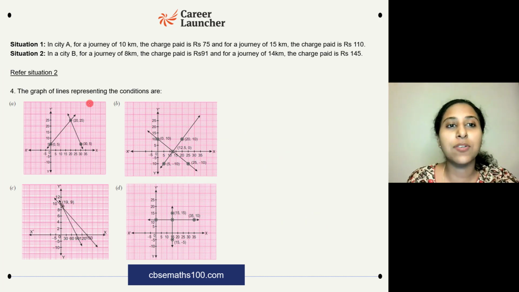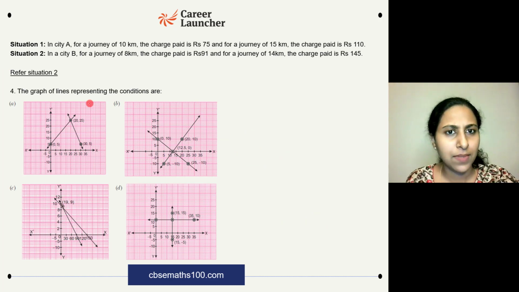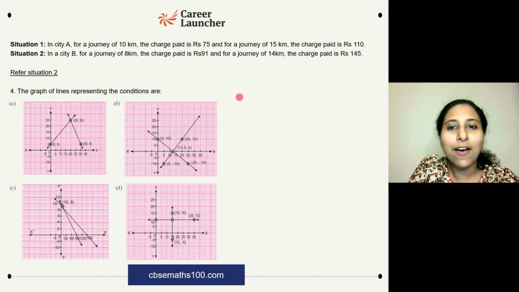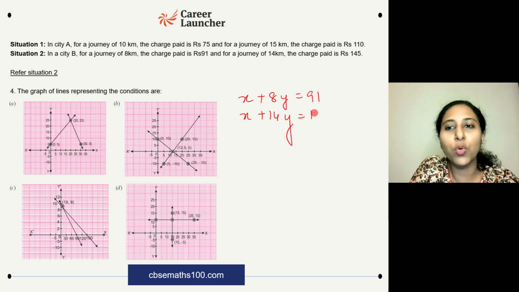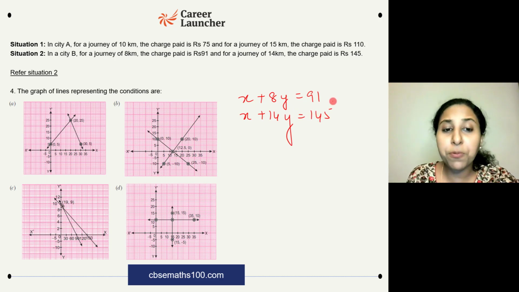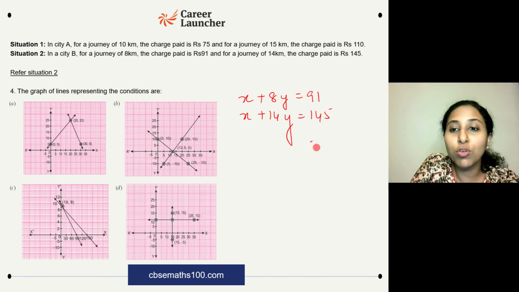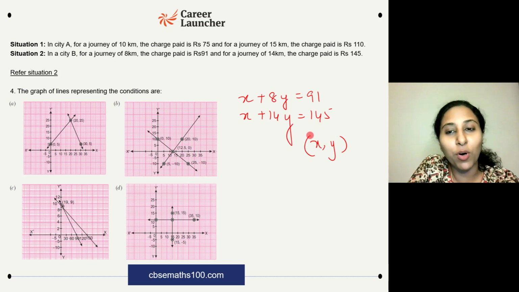The graph of lines representing the conditions are... So same situation, which means the equations we are talking about are the same. We have x plus 8y is equal to 91 and x plus 14y is equal to 145. Now in the previous question, when you solved question 3, we got the values of x and y as 19 and 9. So here also when we solve, the solution or the coordinates which correspond would be 19, 9.